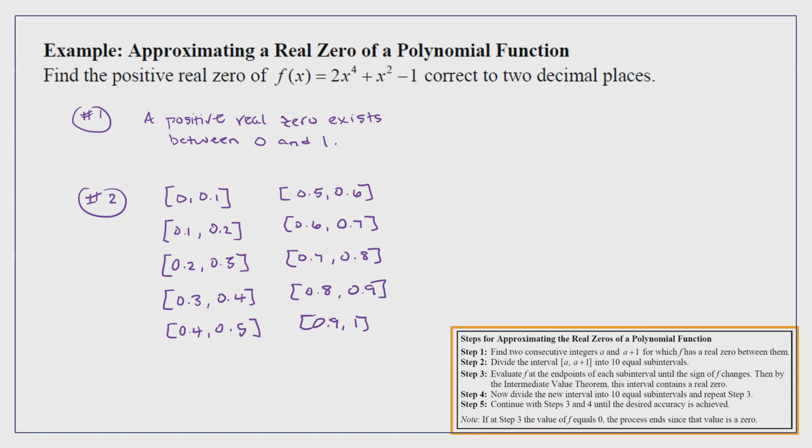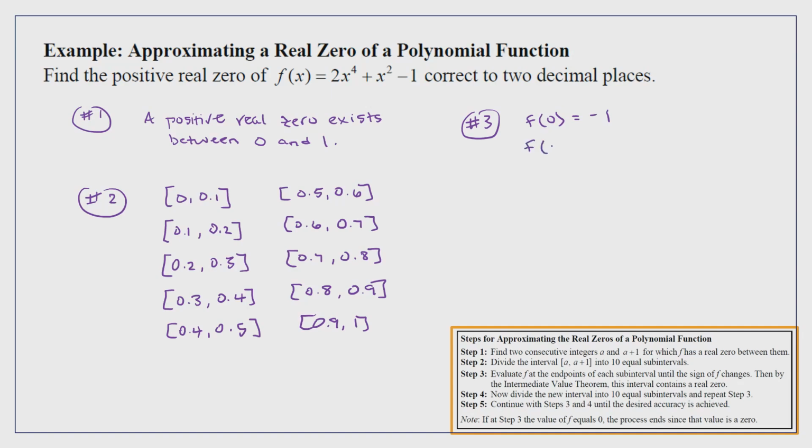All right. Okay, so now step number 3. We want to evaluate f at the endpoints of each subinterval until the sign of f changes. Then by the intermediate value theorem, this interval contains a real 0. So we're going to evaluate f at the endpoints of each interval. Starting off with our endpoint f of 0, we know that equals negative 1 from a previous problem.